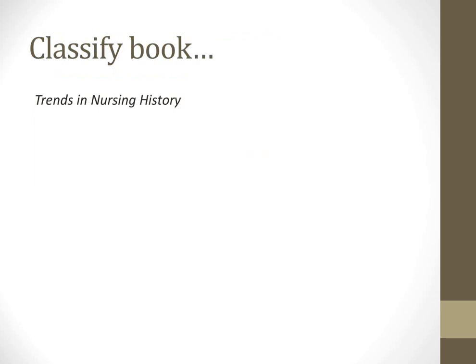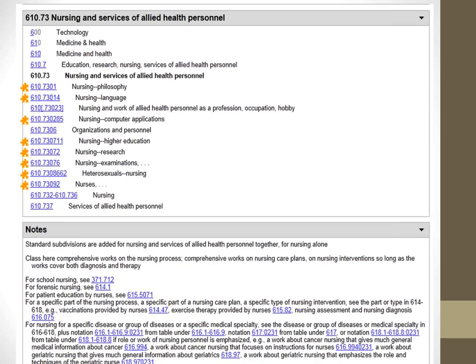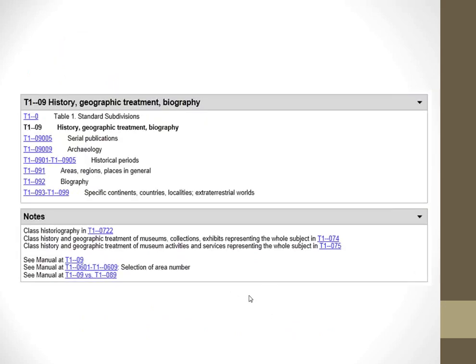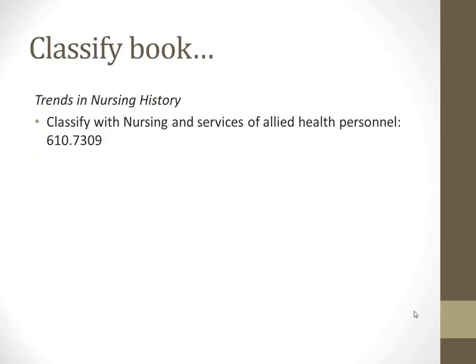Let's say we have a book called Trends in Nursing History. We will look up nursing in the relative index, and the base number is 610.73. Remember, that is what we're adding on to. This is a general historical treatment. We don't know anything about the particular geographic area, so you don't need to go really far into Table 1. You just need to add 09 for history. That is the full number for this example. When you just have a history without a particular geographic area, it's as simple as adding 09.